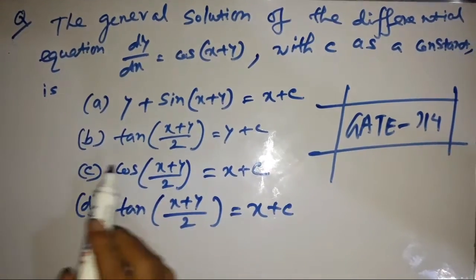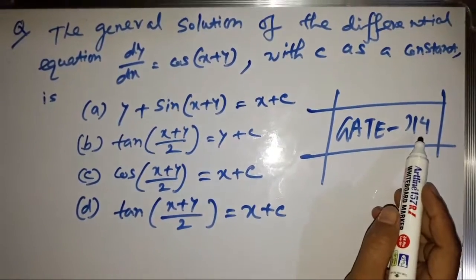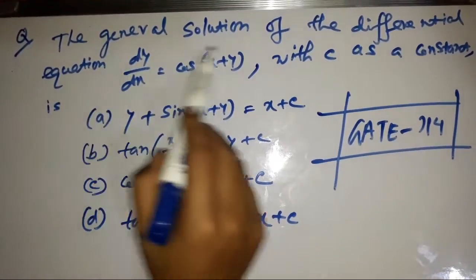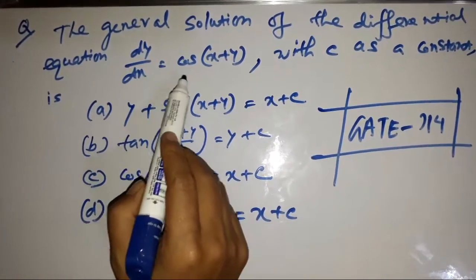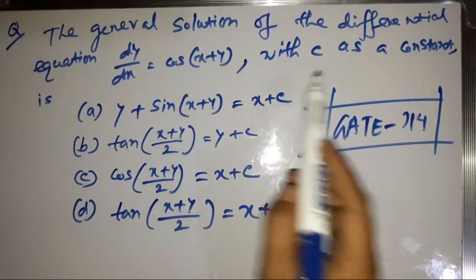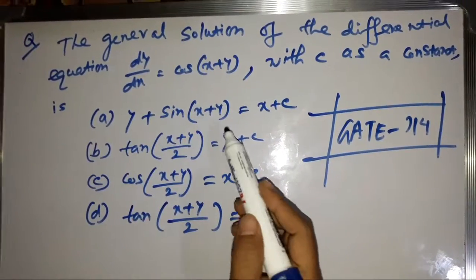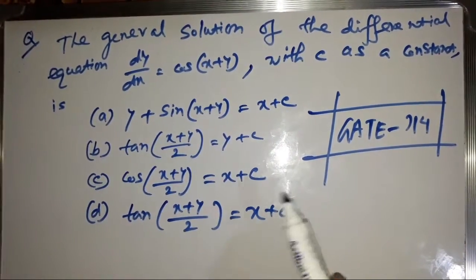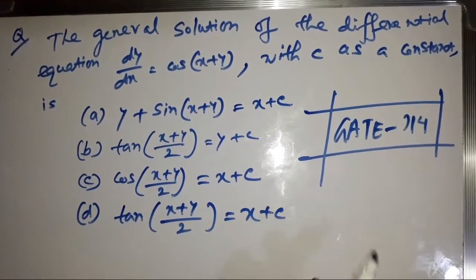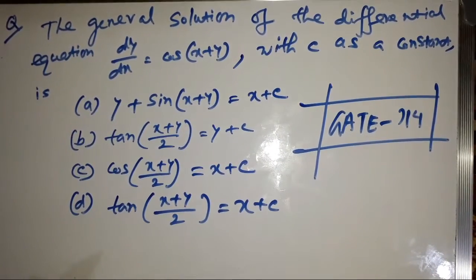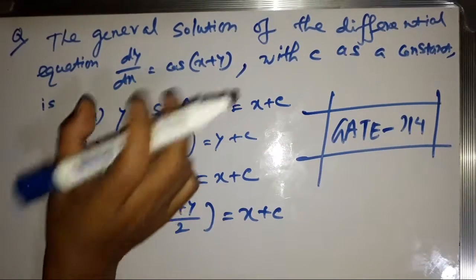Now here I present a math problem which came in the 2014 GATE entrance. The general solution of the differential equation dy/dx = cos(x + y), with c as a constant, and four options are available, and one we have to choose. That will be the right answer. Clear? So first we take the equation.